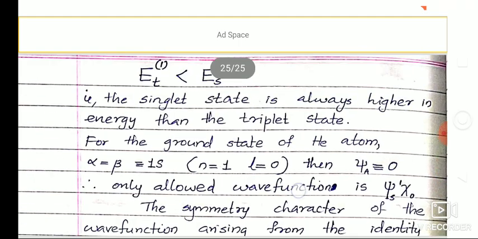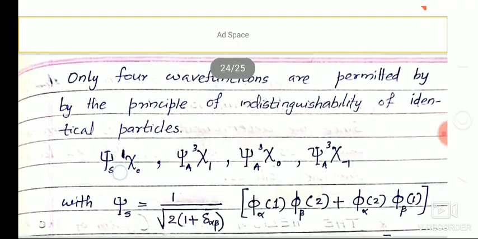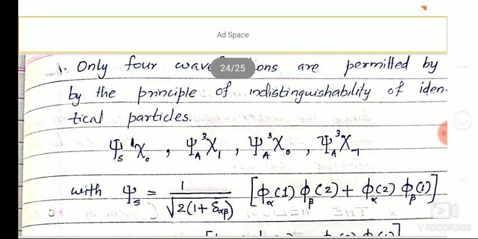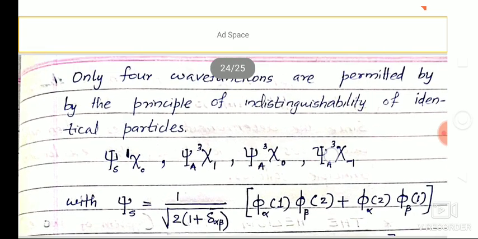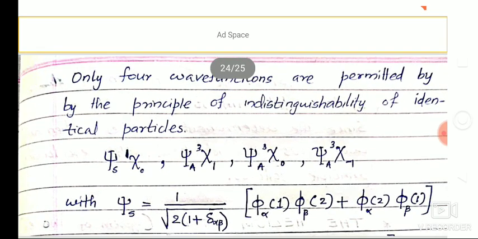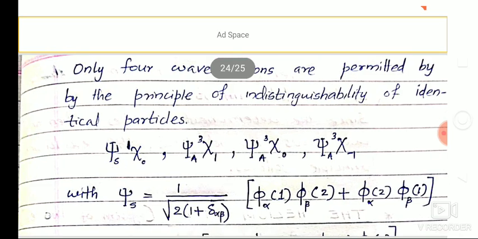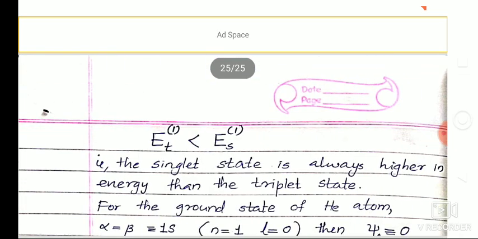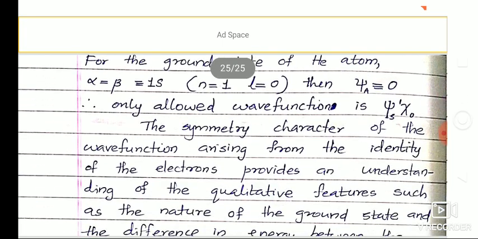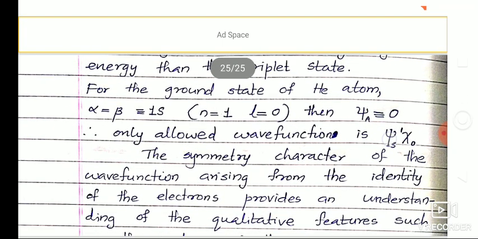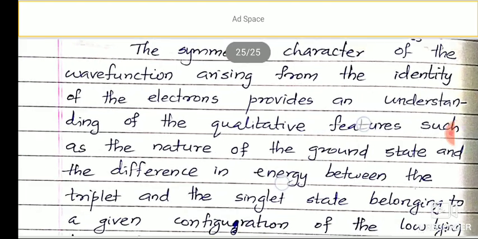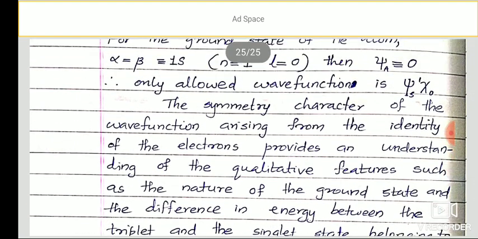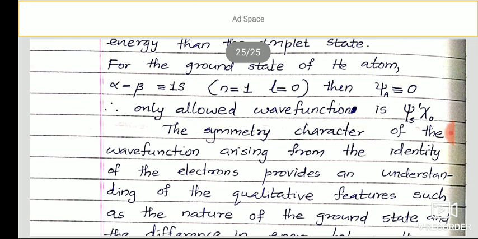So out of the 4 possible combinations, for the ground state we have psi A equal to 0. That means these two do not represent the ground state. So the ground state wave function of the helium atom turns out to be psi s chi 0,0, the singlet state combination. The only allowed wave function is psi s chi 0,0. It is because of that symmetry character that we were able to get this wave function.